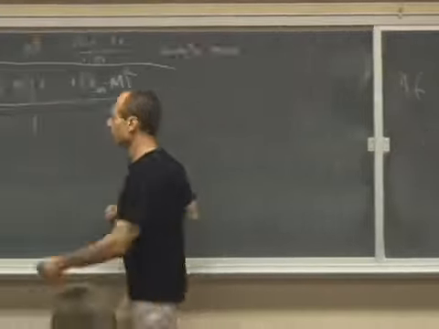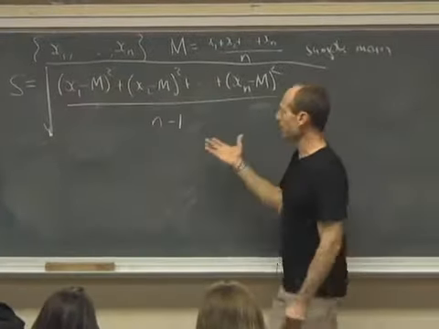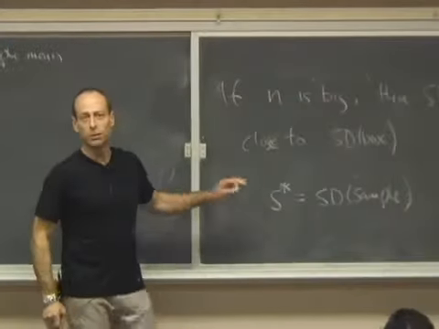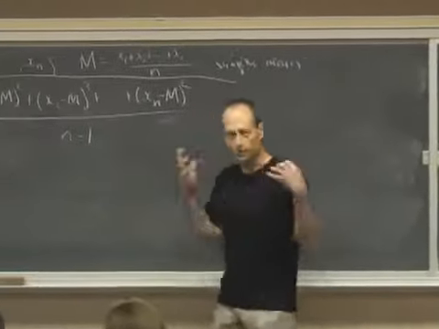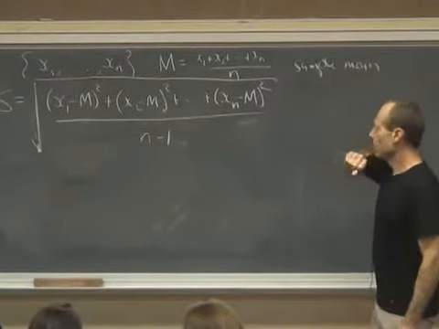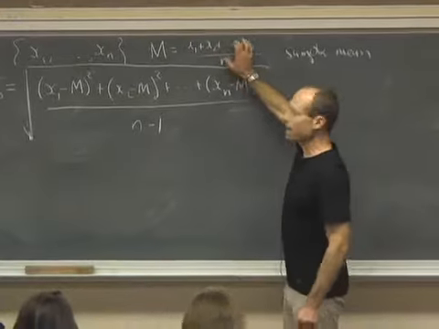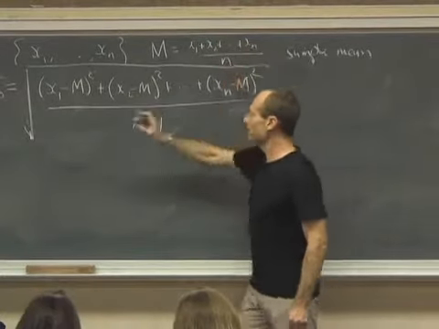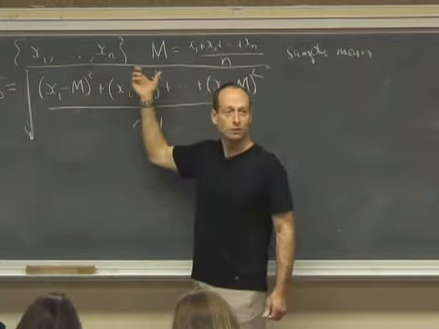Why would you want to estimate the SD of the box by this rather than by the SD of the sample? There's a technical reason, but I'll try to explain the heuristic behind it. When I calculate the sample mean of a list, it has a special property. The sample mean is the number that minimizes the sum of the squared deviations. It's the number from which the sum of the squared deviations is smallest.